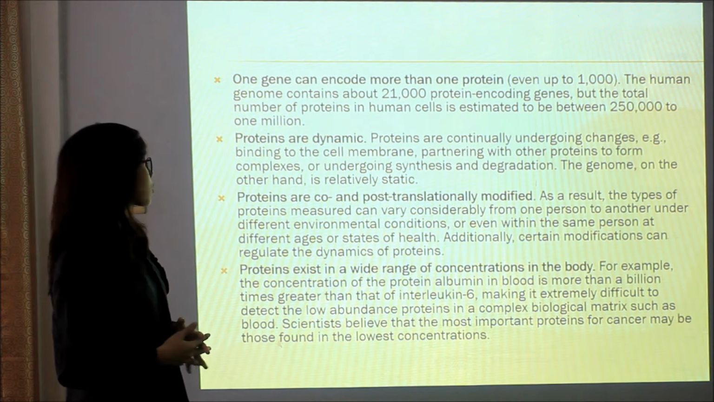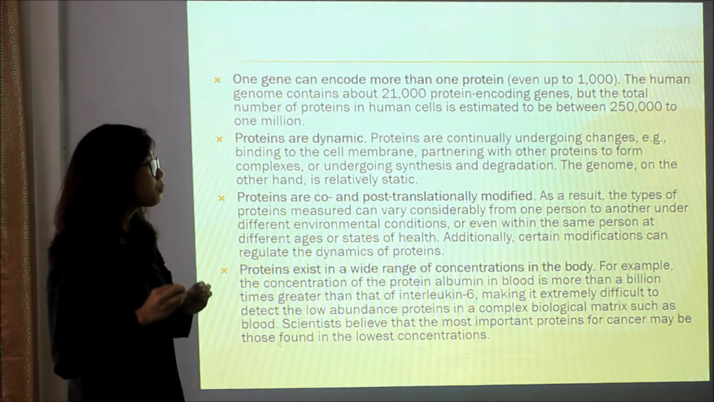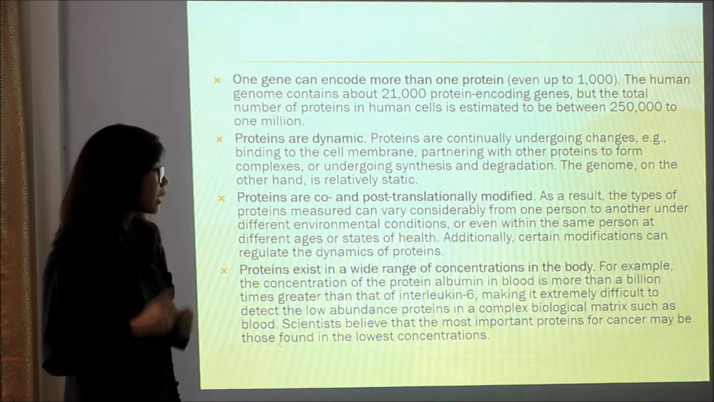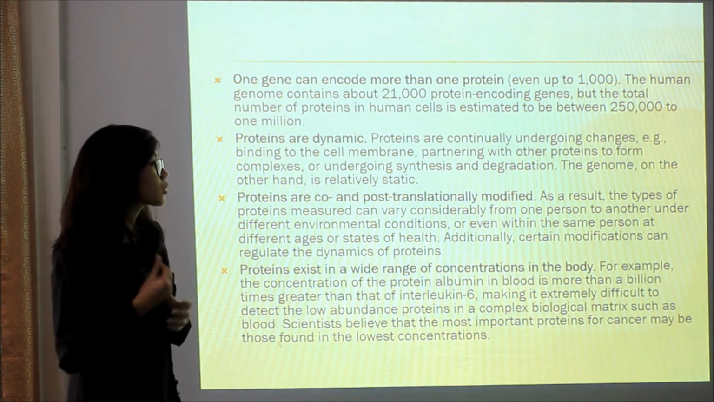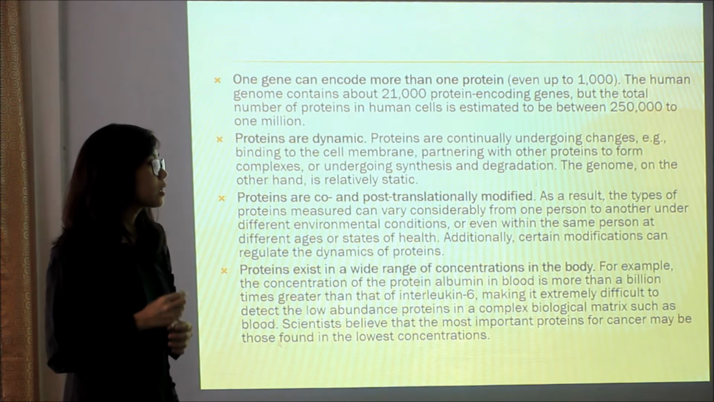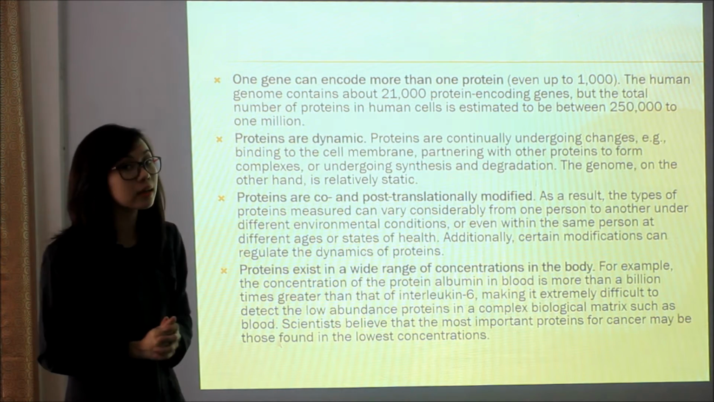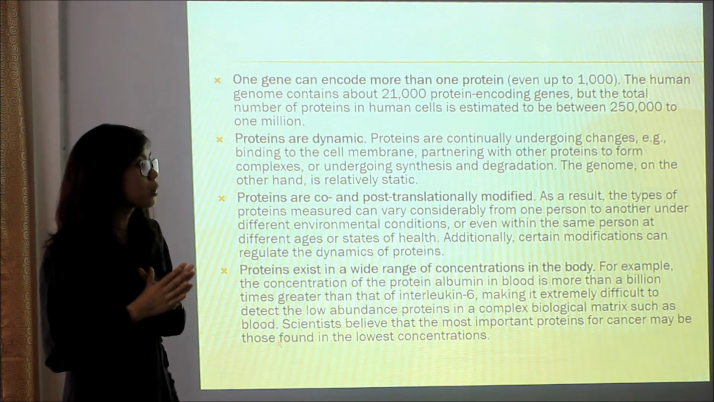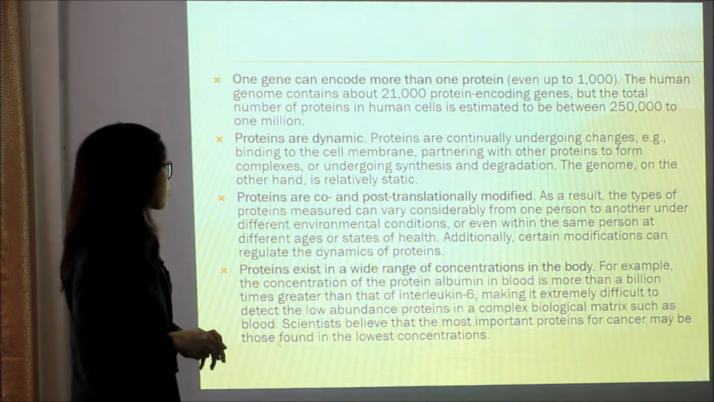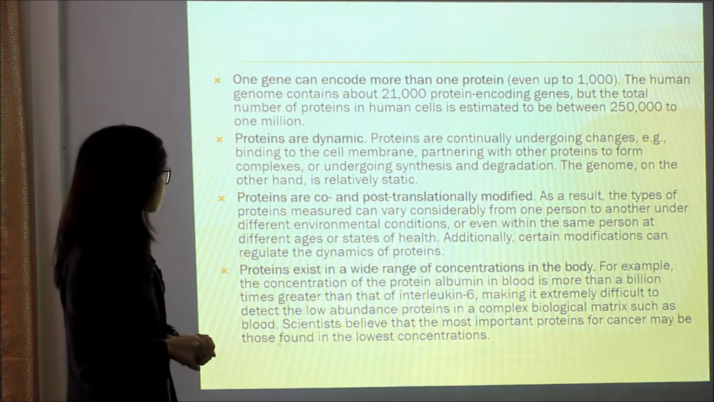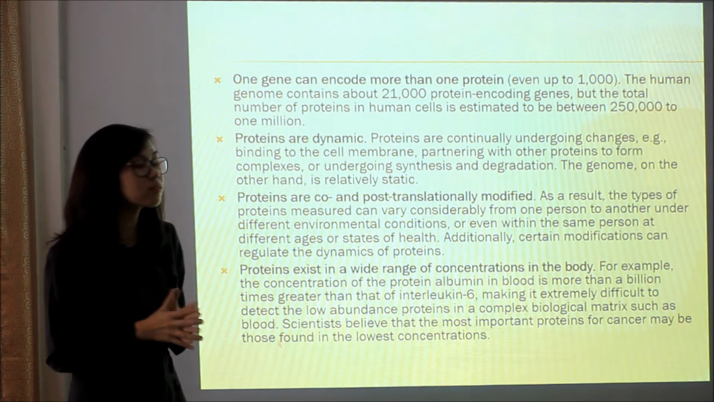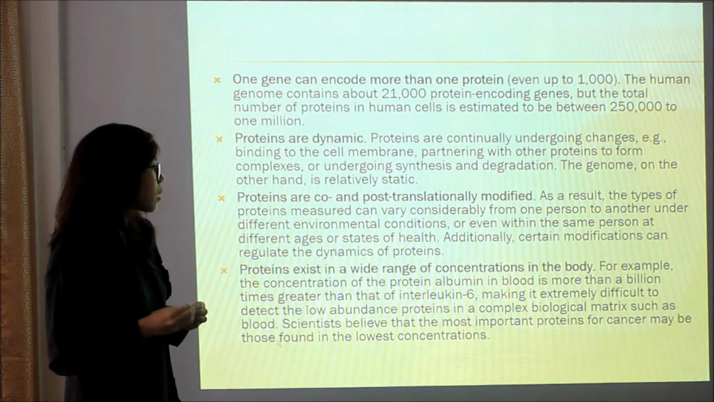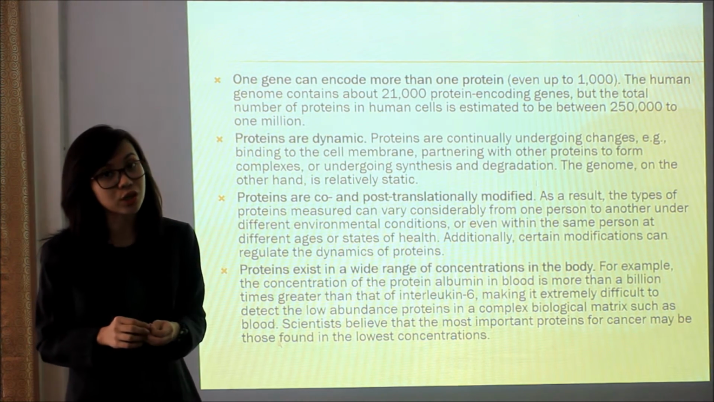For example, the concentration of the protein albumin in blood is more than 1 billion times greater than that of interleukin 6, making it extremely difficult to detect low-abundance proteins in a complex biological matrix such as blood. Scientists believe that the most important proteins for cancer may be those found in the lowest concentrations.